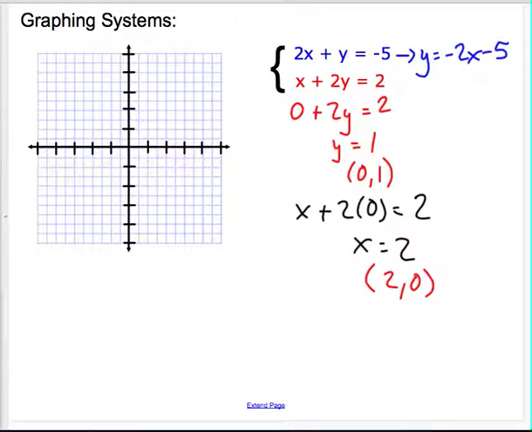I messed up on yesterday's video. So I have both of these solved. The first one we solved for y. So we've got that y-intercept of -5 and our slope is -2. So we're going to rise 2, run left 1. And I like to plot a lot of points when I'm graphing a system because one of these hopefully will be our solution.